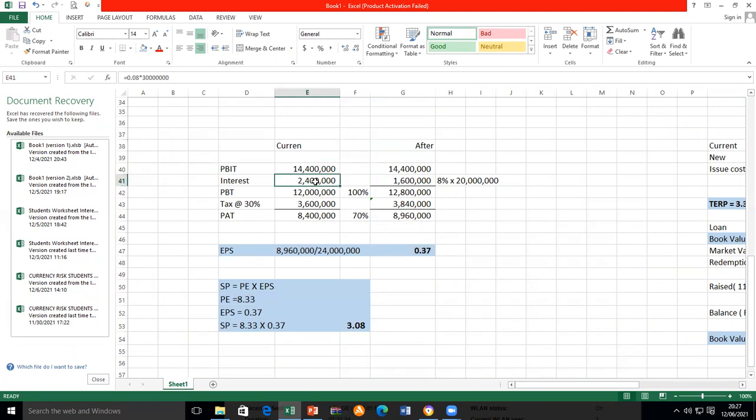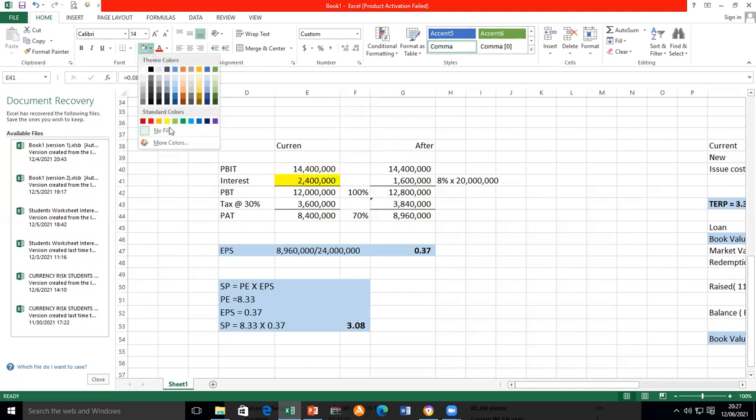After paying off part of the loan, what happened? What was the idea? It was to reduce the interest payments. And that's what we can see here. The interest payments have been reduced. So this was the reason.